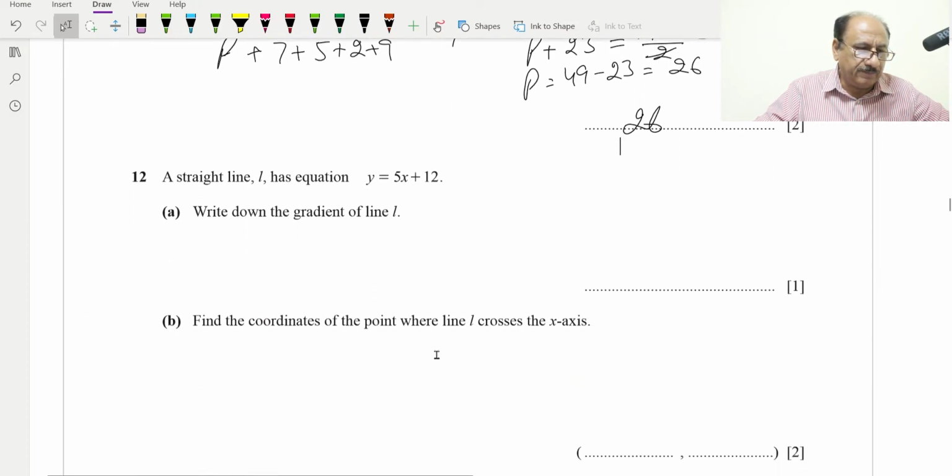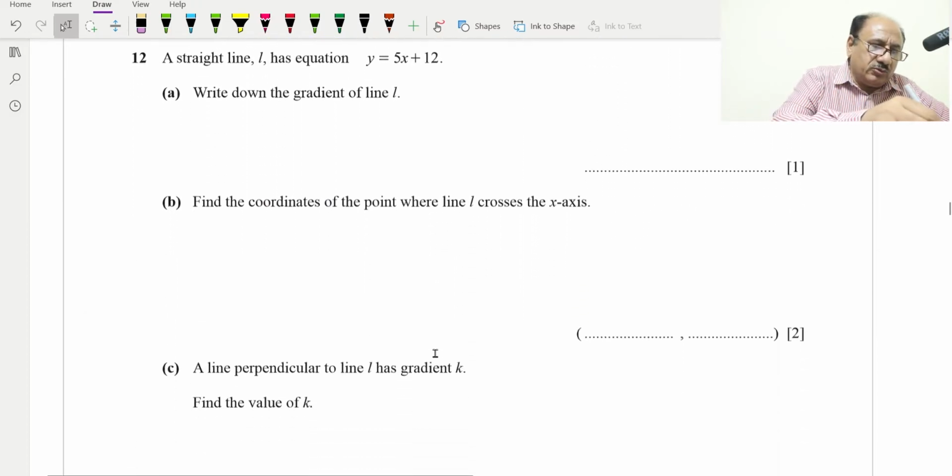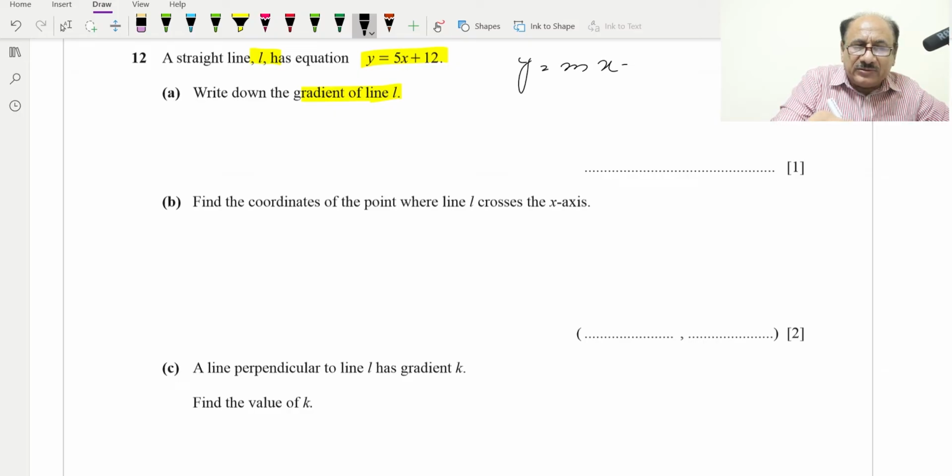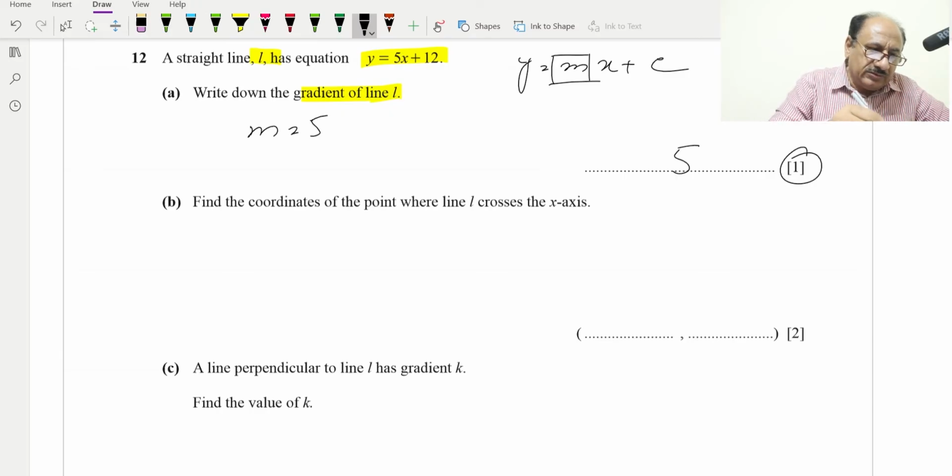Hopefully you understood this. Now question number 12. A straight line L has equation. This is the equation of the straight line. Write down the gradient of the line L. We know this is in y is equal to mx plus c format, and this m, which is the coefficient of x, is the gradient, and in this case the m value is equal to 5. So we can write the gradient m as 5. This will be our final answer. It's a 1 mark question, so this is done.